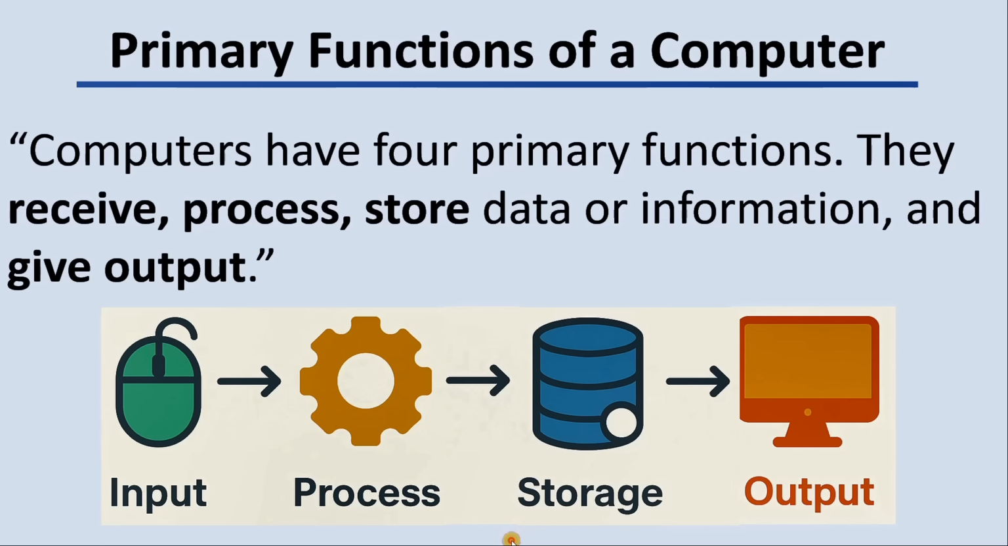And finally, we have output. This is when the computer gives us back the results. The screen may show it, or we can hear the sound, or we can get the data printed on paper. This is output. It's the final result. For example, when you type a sentence and then print it on paper, that is input, process, storage, and output in action.